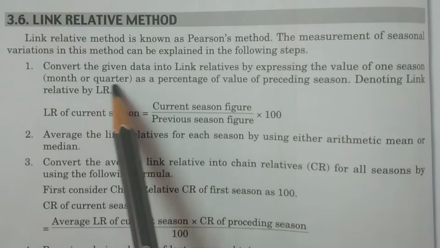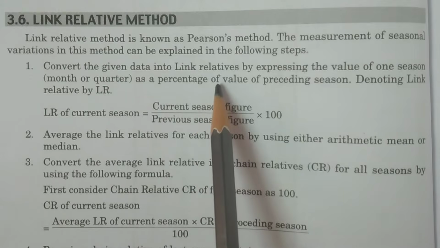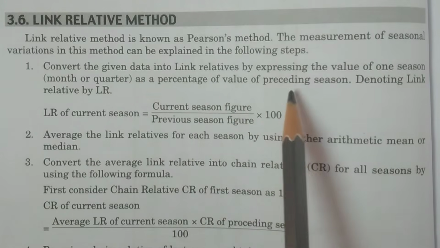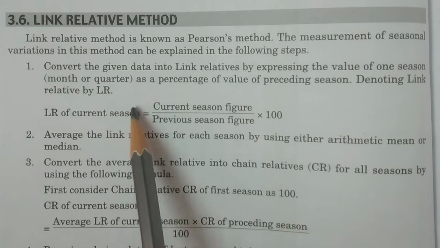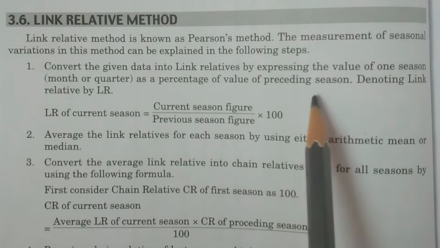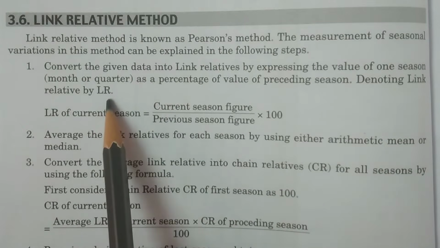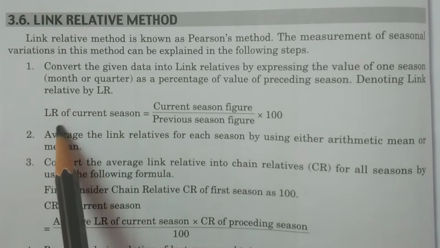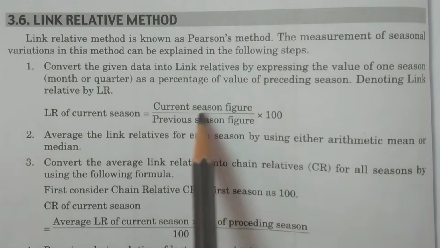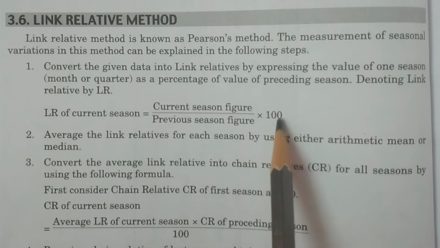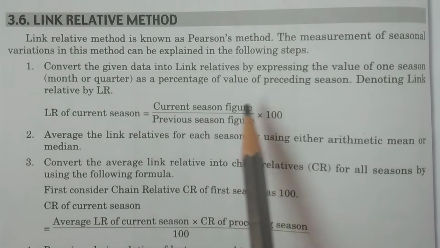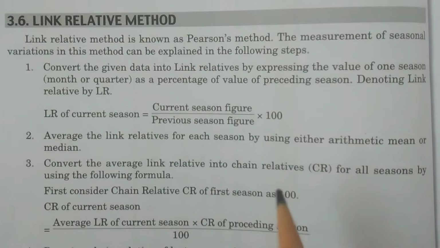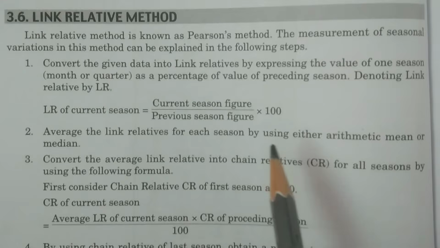First of all, convert the given data into link relatives by expressing the value of one season, month, or quarter as a percentage of the value of the preceding season. Denote a link relative by LR. The LR of the current season is the current season figure divided by the previous season figure, multiplied by 100. That is what we first have to find out: the link relatives of every particular season.